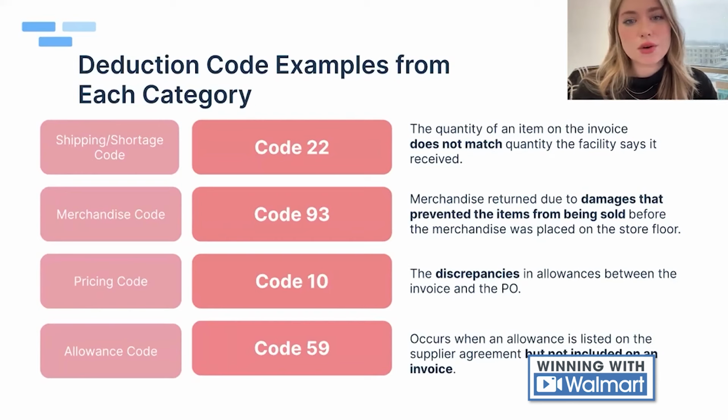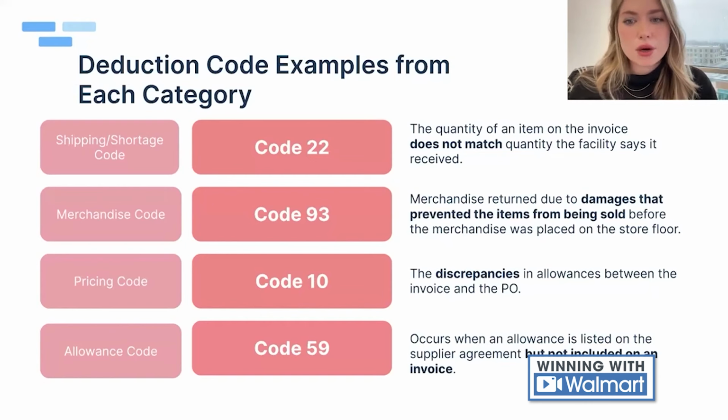Merchandise code. So here's a code 93. That's going to be a return. So merchandise return due to damages that prevented the item from being sold before the merchandise was actually placed on the store. So that's going to be kind of a DC level return.